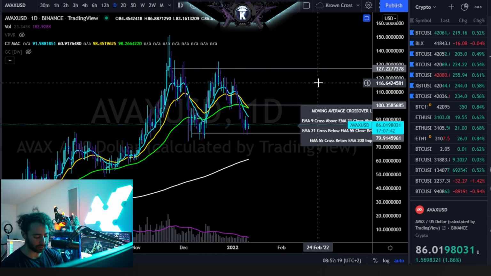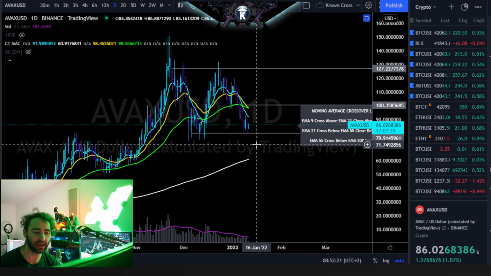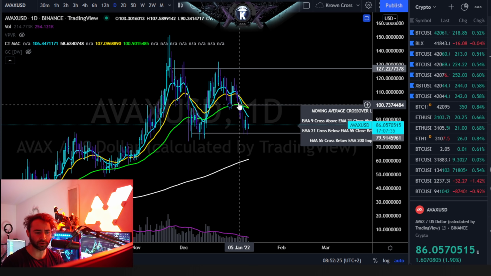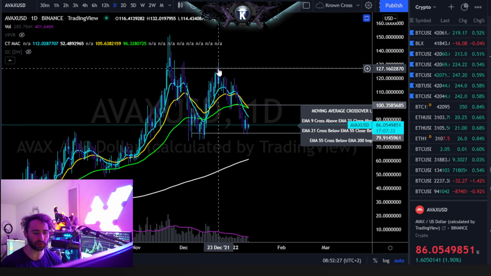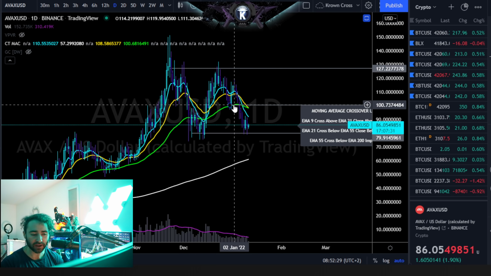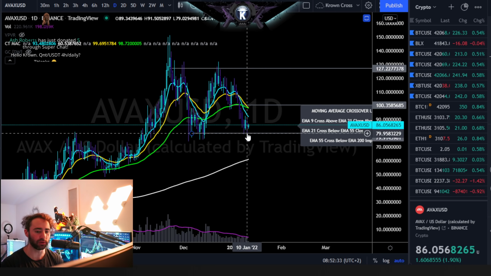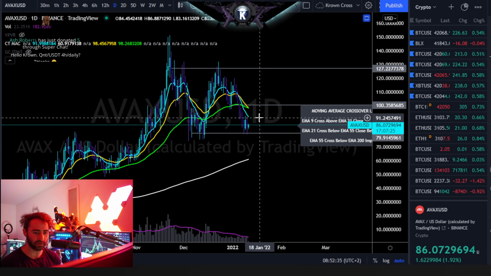Here we have Avalanche, symbol AVAX versus the dollar. Since last we spoke on this one, we first called a pullback from about 127 down to the $100 lows. We did get that pullback. Then we said a break below $100 would very likely initiate a move all the way down to your $80 lows right here. We've thus gotten that as well.